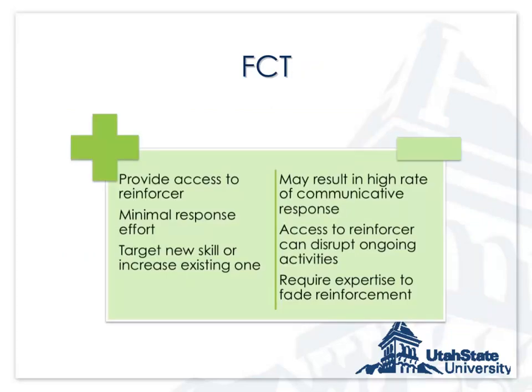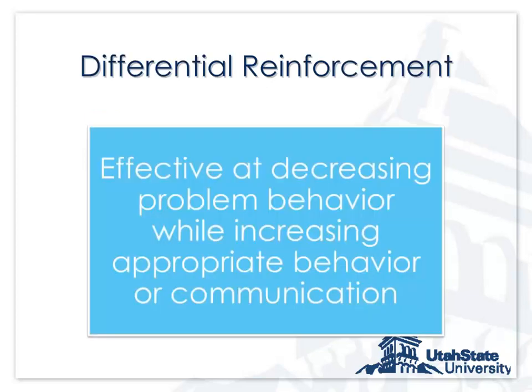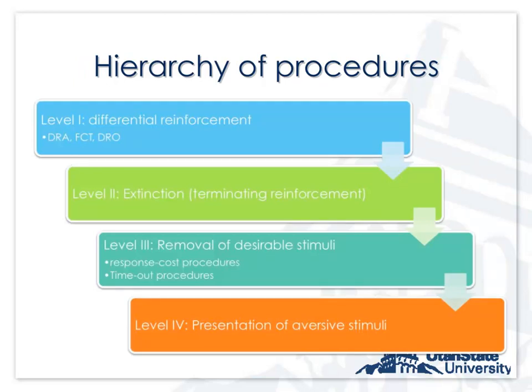Reinforcer, which might be difficult to manage in certain environments. In order to stabilize the rate of the communication response, once the behavior has been established, expertise may be needed in order to determine how best to fade the access to that reinforcer. In summary, many interventions based on differential reinforcement are available. These interventions are effective in decreasing problem behavior while increasing appropriate behavior or communication. Ethical guidelines state that priority should be given to the least restrictive and least aversive interventions that produce meaningful results.